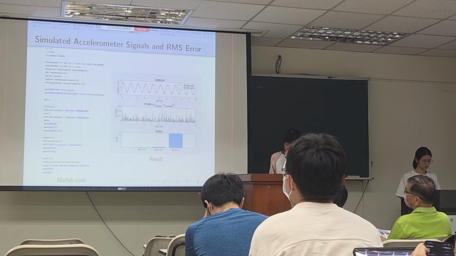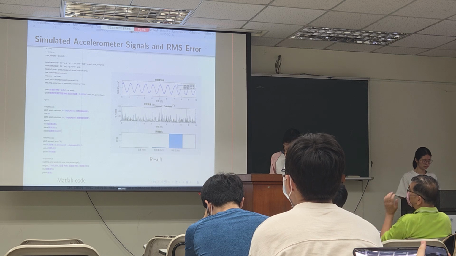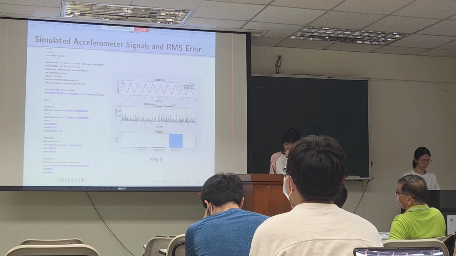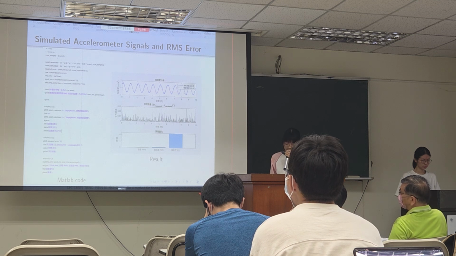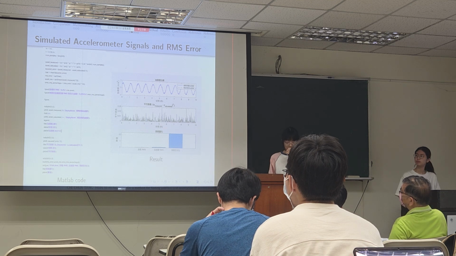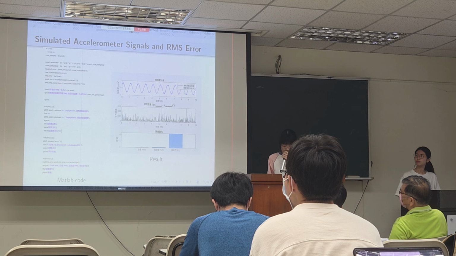Here is a sample simulation we use to validate the estimation. We simulate a known sensor position and run the optimization to recover it. The figure on the right shows how the RMS error reduces over iterations, eventually converging. This indicates that the method is effective even with added noise.